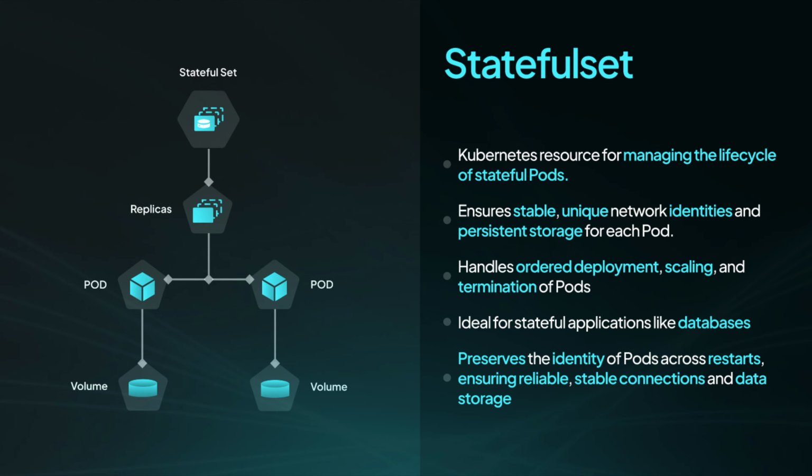Key features of stateful sets include ordered deployment, scaling, and termination. For databases, this is critical. You might want to bring up the primary first, DB0, then the first replica, DB1, and so on. Stateful sets manage this order. This makes them ideal for stateful applications like databases, message queues, or any system where each instance has a persistent identity and data. It preserves the identity across restarts, ensuring reliable connection and data integrity.